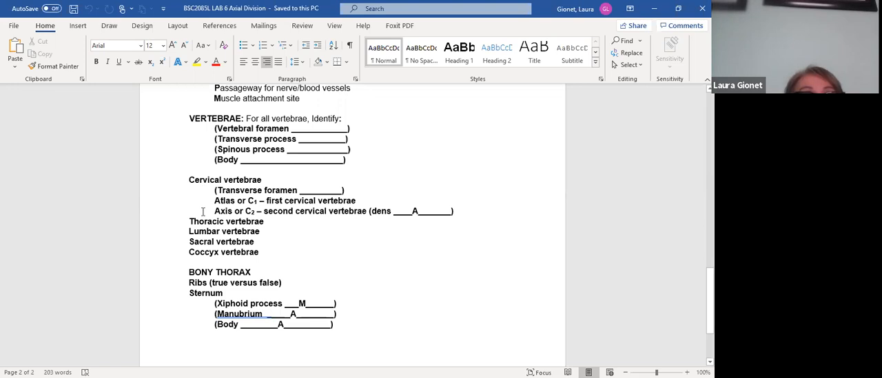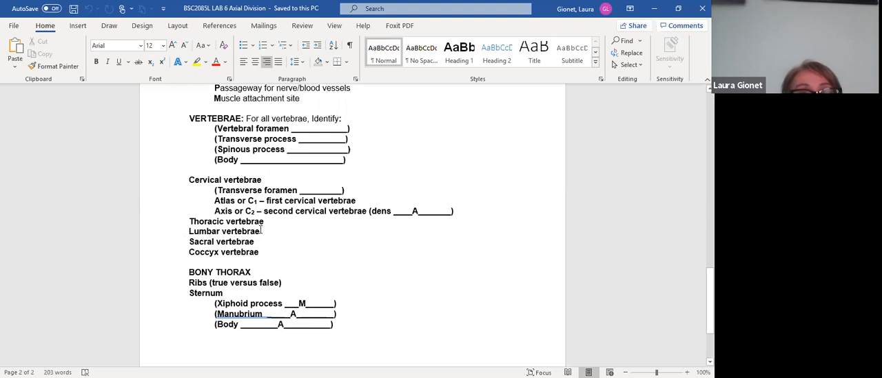Okay, so after the cervical vertebra, we have thoracic vertebra. You will be able to identify on each of those a vertebral foramen, a transverse process, a spinous process, and a body, and now be able to identify the function of each.